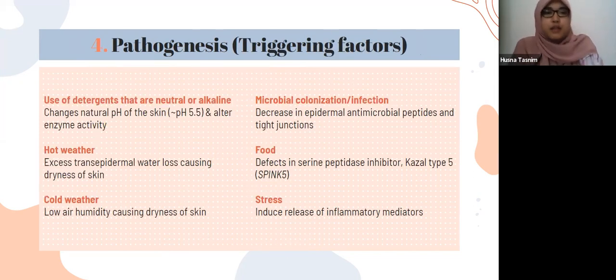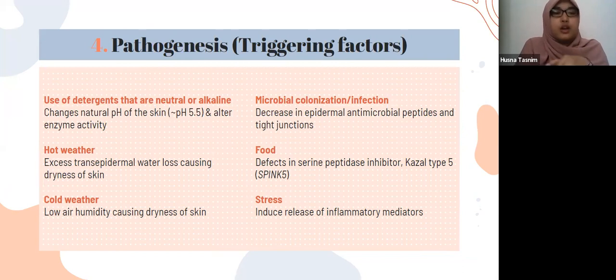For the triggering factors, the use of neutral or alkaline detergents can change the pH of the patient's skin, because the pH of our skin is actually slightly acidic, which is around 5.5.